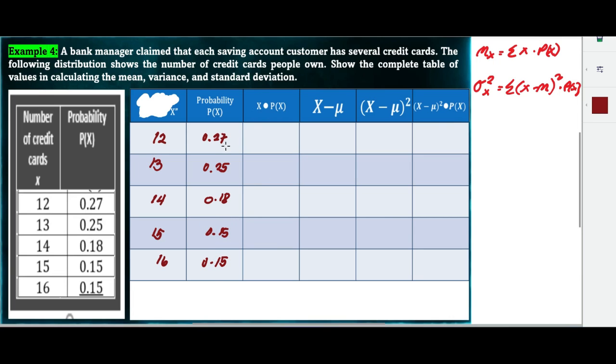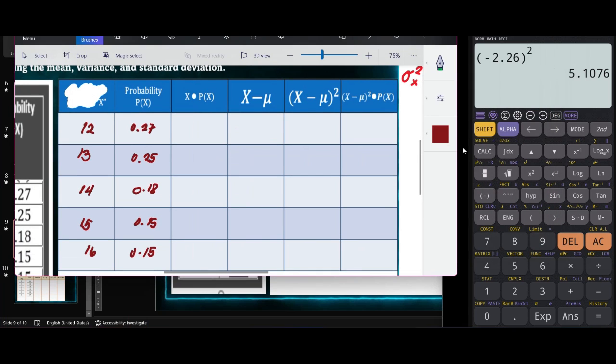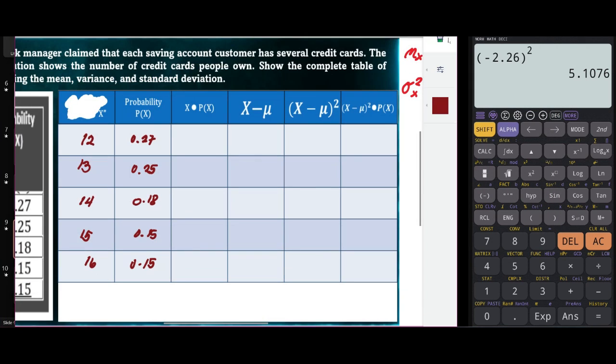Okay. So all we have, the first step na kailangan natin gawin is multiply all the values here sa kanyang corresponding values dito sa kabilang column, no? So 12 times 0.27, so and so on and so forth. Okay? So mag-multiply na ho tayo. So 12 times 0.27, that is equal to 3.24.